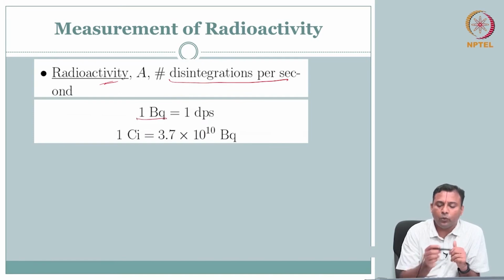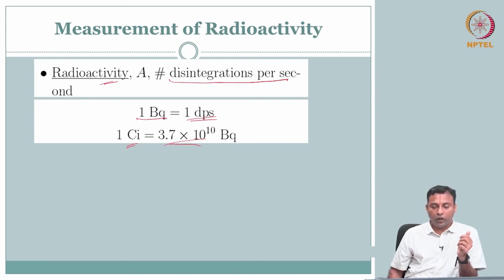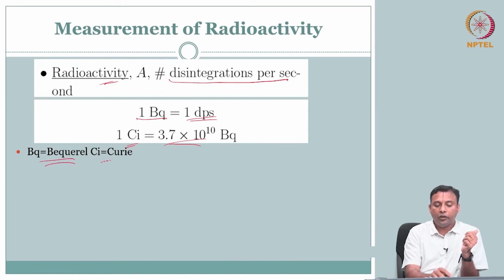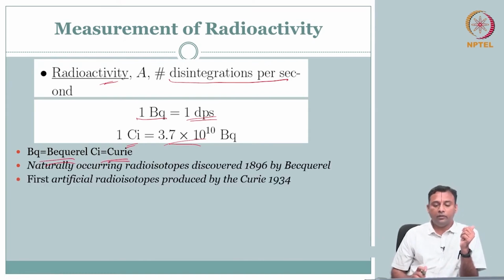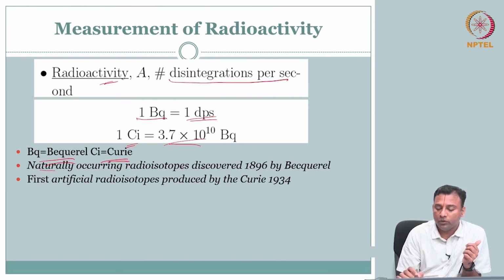The SI unit is 1 becquerel, equal to 1 disintegration per second, or more commonly what is used is the Curie, right. So, naturally these two are related, right. 1 Curie is 3.7 into 10 power 10 becquerel. What is this Curie and becquerel? These are all named after doyens, people who actually did contribute to these concepts. So, becquerel and Curie are in honor of people who contributed. Naturally occurring radioisotope was discovered by becquerel. Artificial radioisotope was produced by Curie.